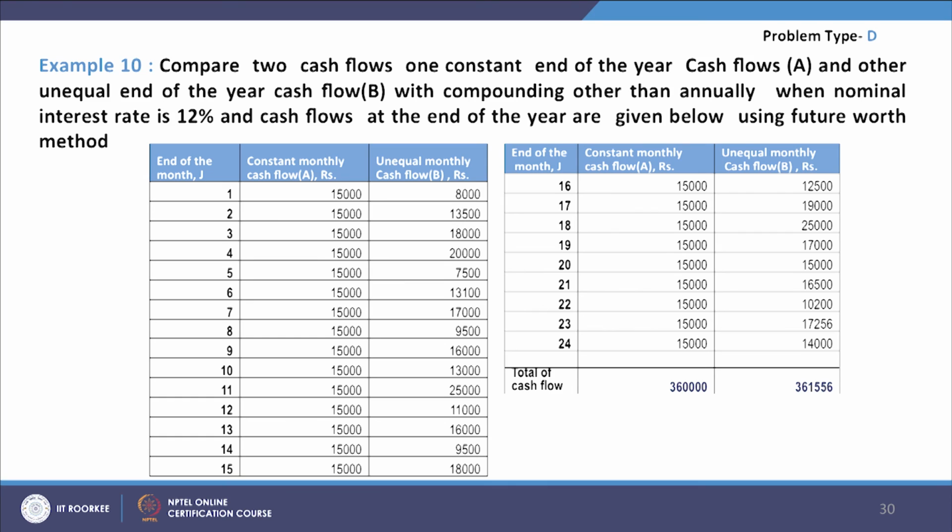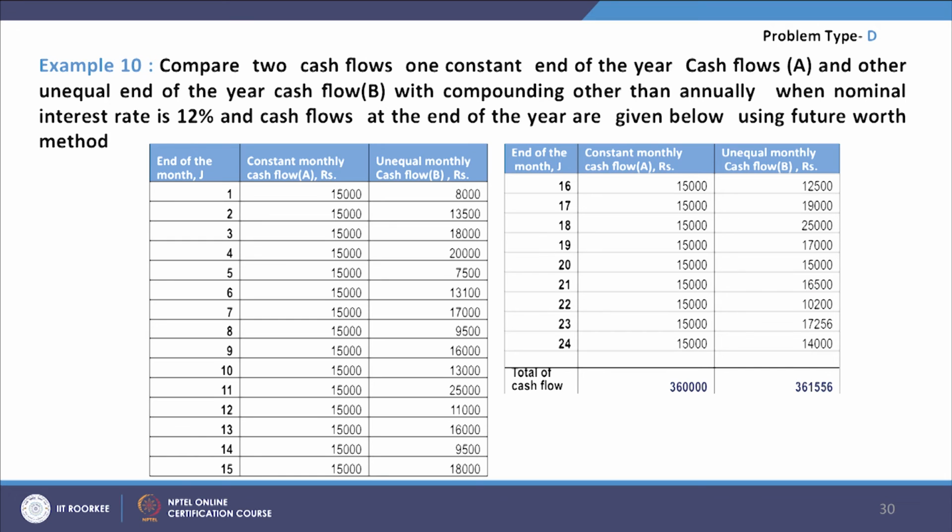Now, let us take another example, example 10. Compare two cash flows, one constant end of the year, which is called cash flow A, and the other unequal end of the year, which is called cash flow B, with compounding other than annually, when the nominal interest rate is 12% and the cash flows at the end of the months are given below, basically using the future worth method. So, here we have two cash flows whose summations are different: one is 3,60,000 rupees, another is 3,61,000 rupees 556.